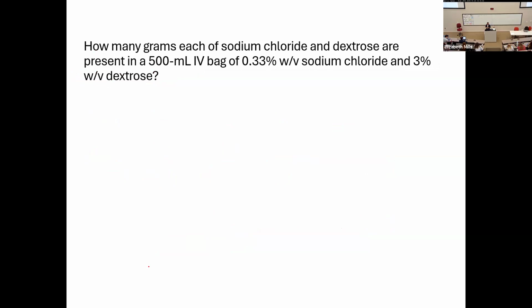All right. We're going back to our basics back here. We're gonna refresh on some concepts. So how many grams each of sodium chloride and dextrose are present in a 500 milliliter IV bag of 0.33% weight per volume sodium chloride and 3% weight per volume dextrose? Tell me what weight per volume is again? Per.